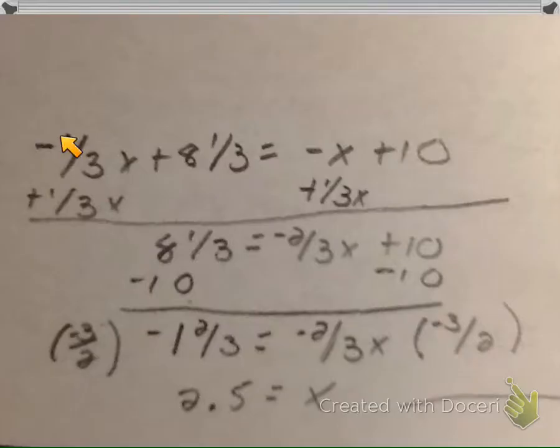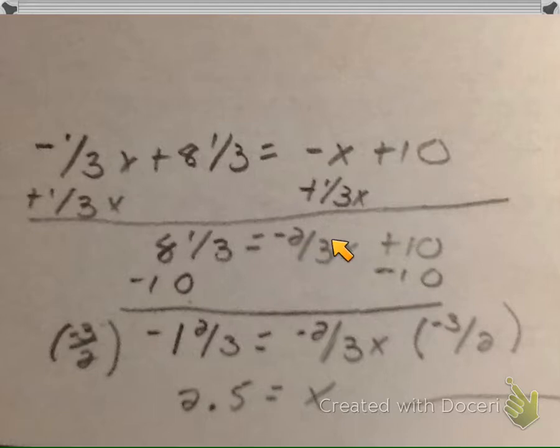Okay, so negative 1/3 x plus 8 1/3 is equal to negative x plus 10. The first thing I have to do is make sure the x is just on one side. I chose to add 1/3 x here and add 1/3 x here. If I do that, this is gone and just 8 1/3 is left. Over here, 1/3 plus negative 1x gives me negative 2/3 x. Don't forget to bring down the 10.